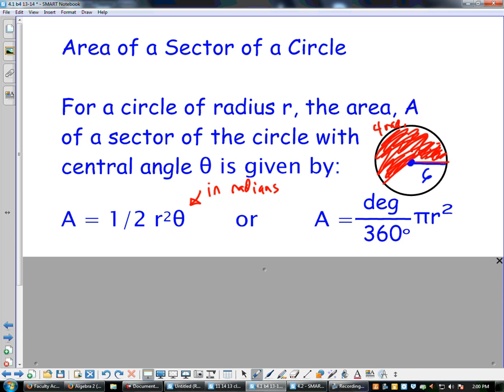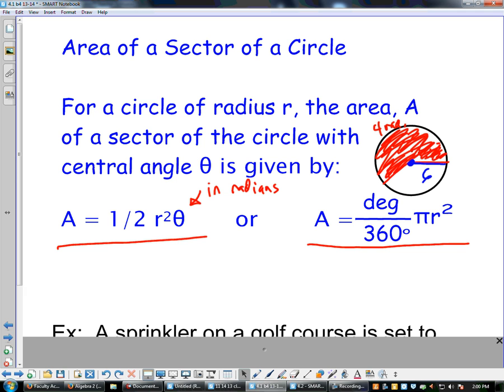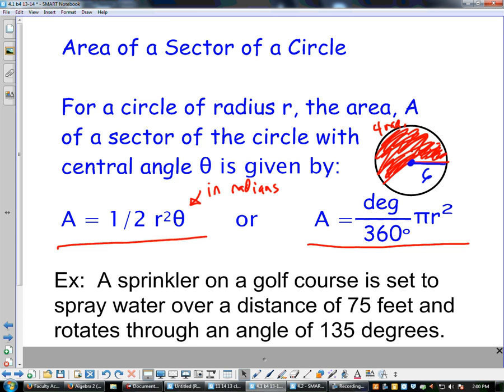So theta in radians is used for one, degrees used for the other. If you're given the central angle in radians, you're going to want to use this formula. And if you're given the central angle in degrees, this would probably be the easier one. Otherwise, you're going to have to convert to radians and then use the first one. Okay, are we all right with this? All right, let's take a look at this example.